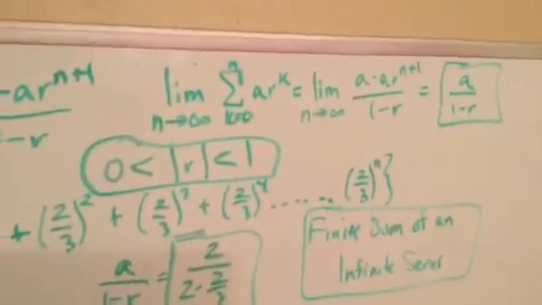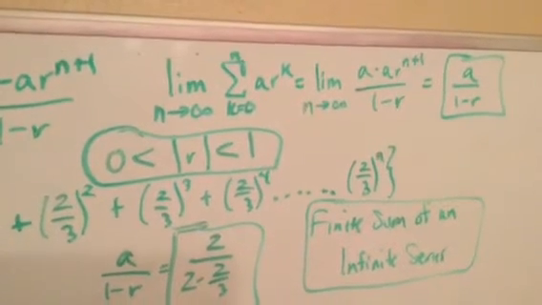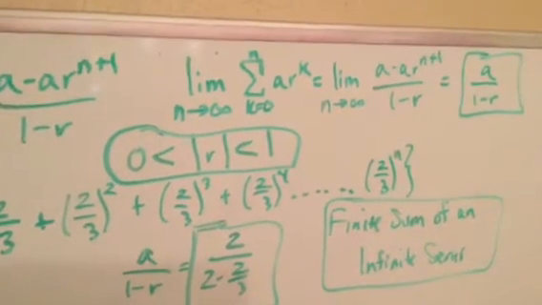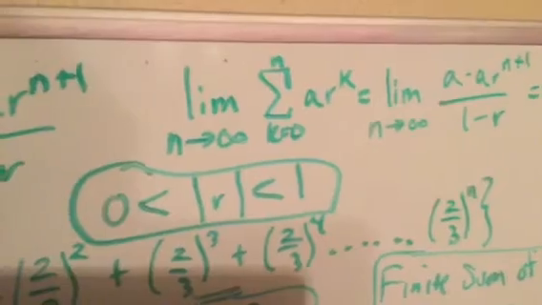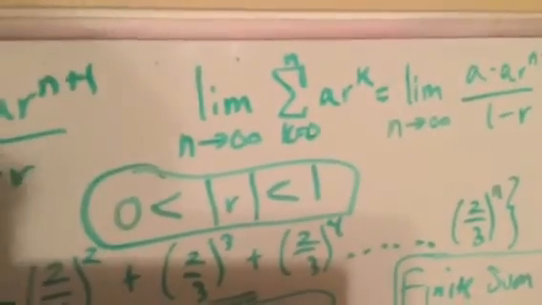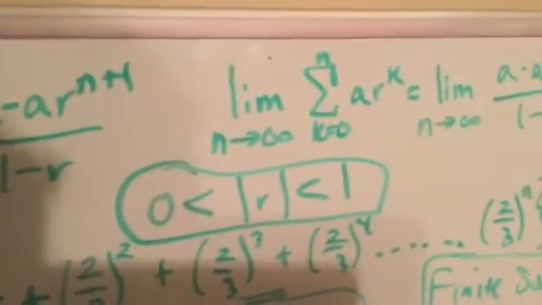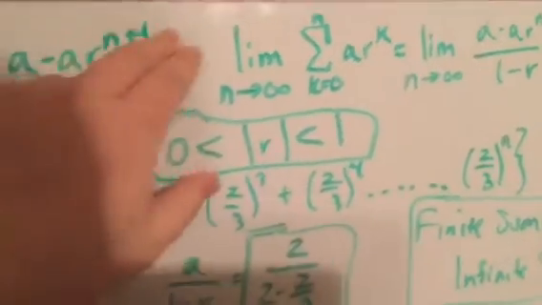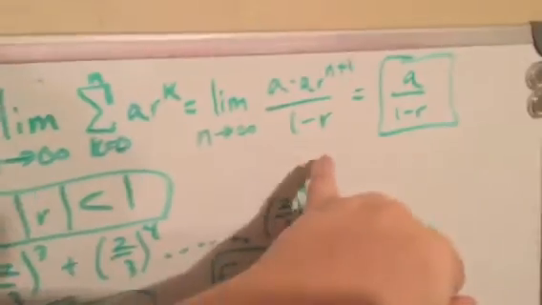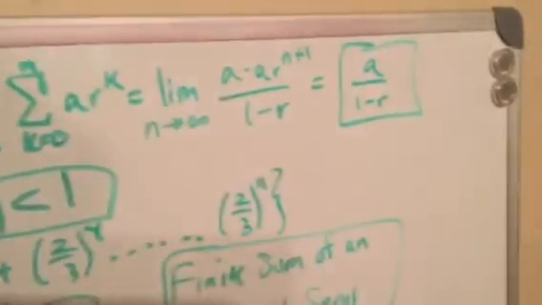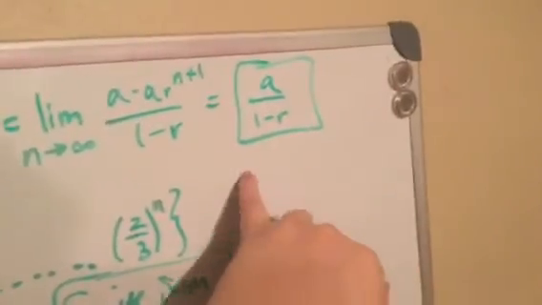And a limit pretty much is calculating the number we're approaching. And this is the case of when we're approaching a certain sum of an infinite geometric series. That's the limit of that, and this is what we're going to use to calculate a certain geometric series.